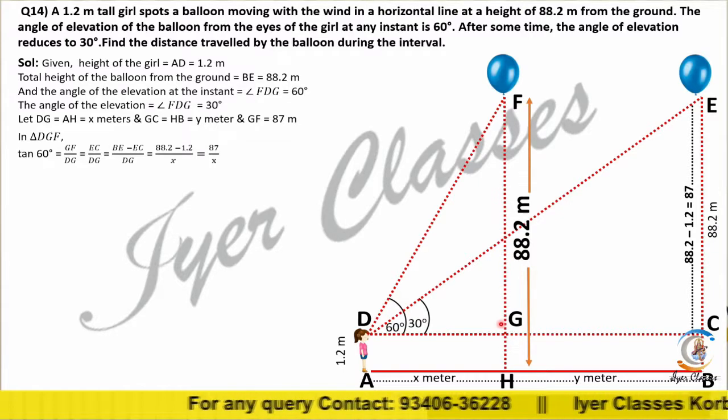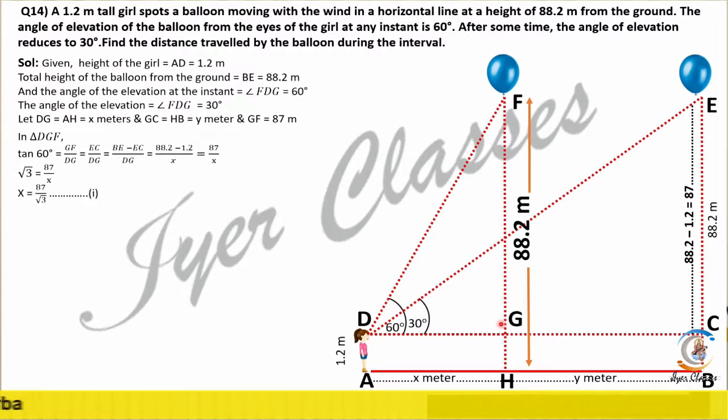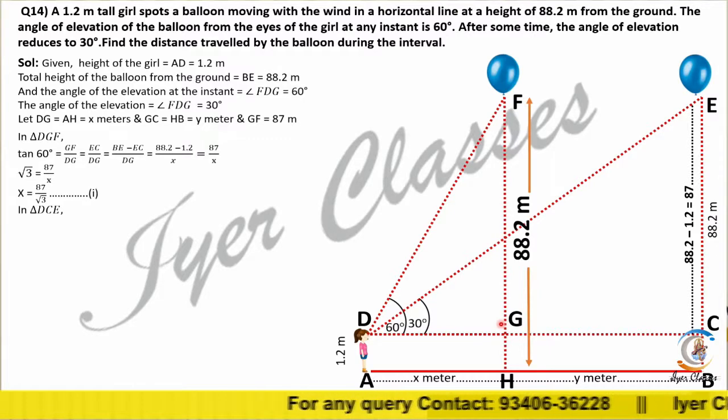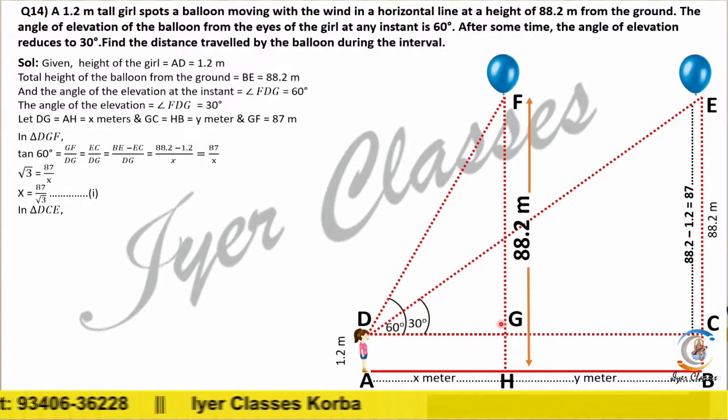Now put the values here. Tan 60 is equal to root 3. So root 3 is equal to 87 by X. Cross multiply. X is equal to 87 by root 3. Mark this as equation 1. Now move on to the second triangle. The triangle number 2 is D, C and E.